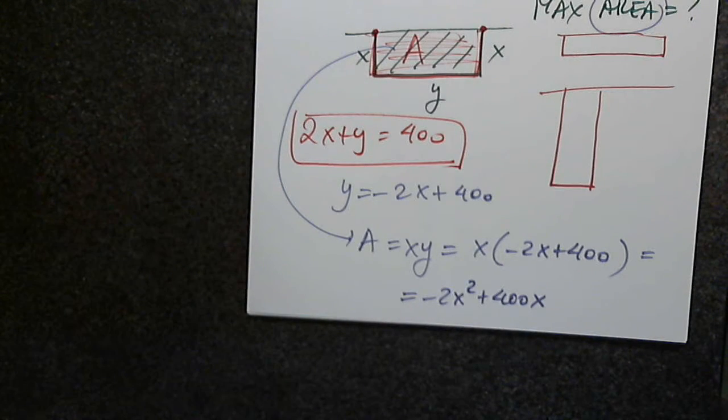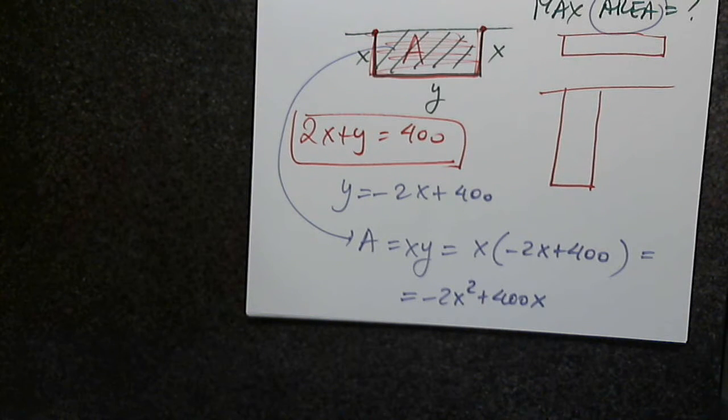Now let's look at the problem with a different eye. Let's start from scratch. I'm given a rectangular area. I don't know the length and the width. I just constructed the area of the surface or the plot, which is negative 2x squared plus 400x. So I want to determine x and y so that the area is maximum. Let's look at this function. What type of function is it?